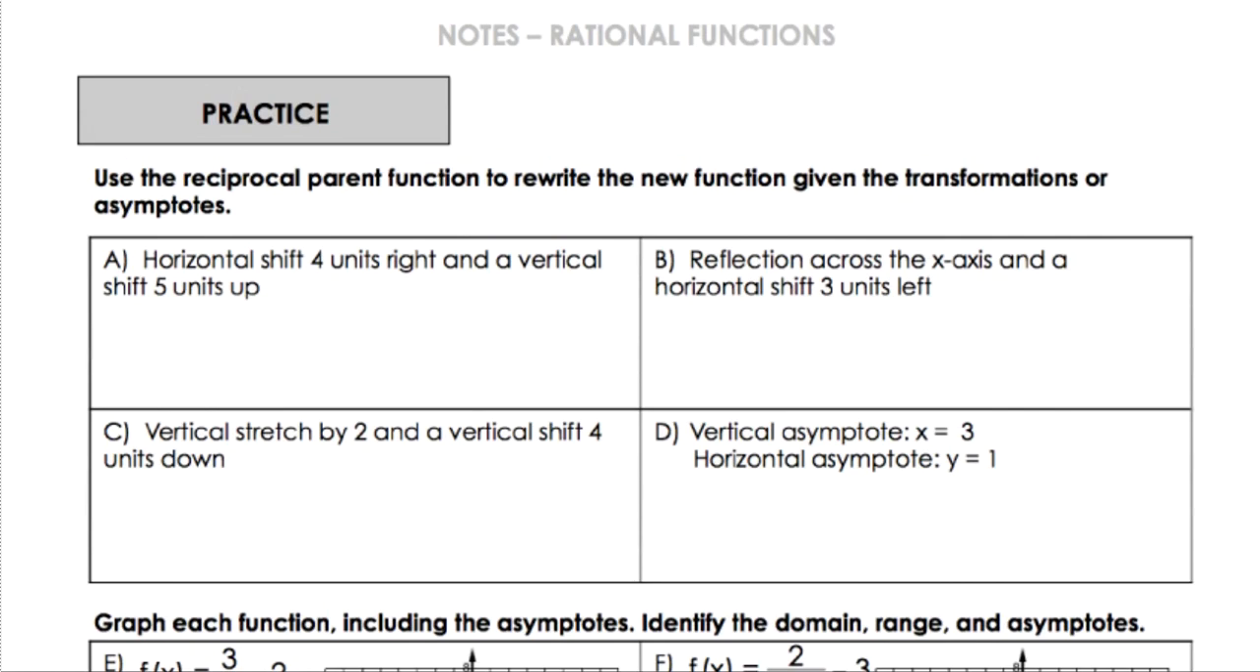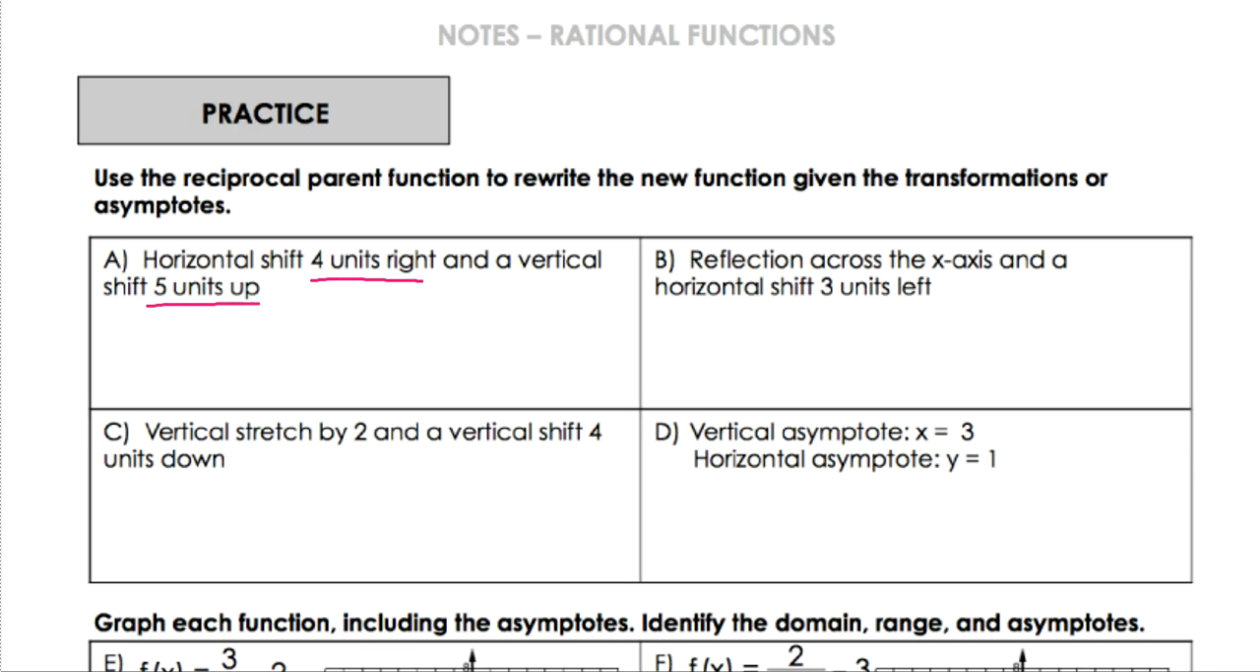So on this page, we are going to use all the stuff we've talked about in order to transform our functions. So for this first set, it's using what we've just talked about with the transformations to write the equation. Okay, so for A here, we have a horizontal shift 4 units right and a shift 5 units up.